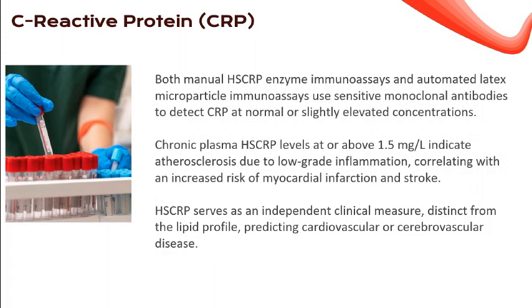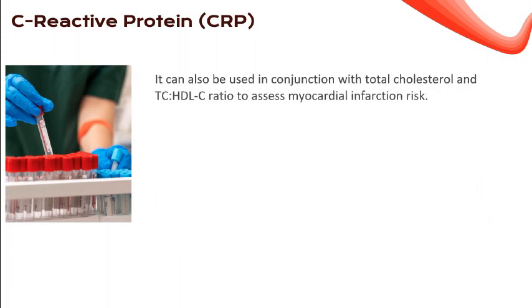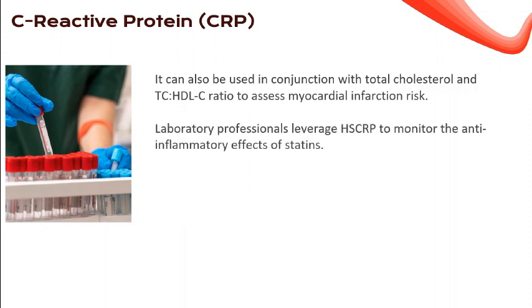And here's where it gets interesting. Combine hsCRP with total cholesterol and TC/HDLC ratio, and you've got a holistic approach to assess the risk of a heart attack. It's like combining puzzle pieces for a clearer picture. Laboratory professionals also use hsCRP to keep tabs on the anti-inflammatory effects of statins, our allies in the fight against inflammation. Next, we're on a journey through the fascinating world of homocysteine.